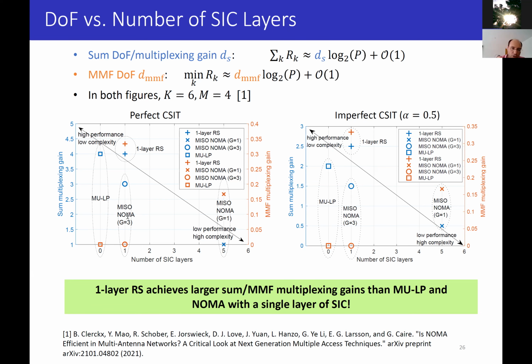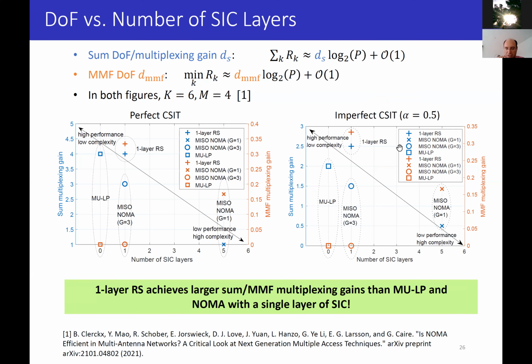NOMA, on the other hand, tends to operate more in the lower multiplexing gain and higher complexity regime. You're really in this regime here. And in the worst case, when you have a single group here, you really are in a high complexity regime at the receiver, and you achieve relatively low multiplexing gain. With rate splitting, you have one SIC at the receiver, but you achieve a degrees of freedom that is at least equal or better than any other multiple access scheme.